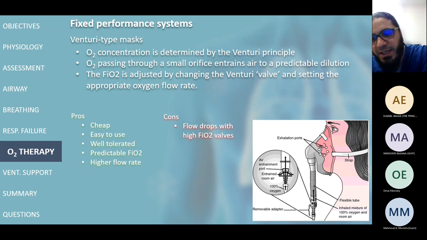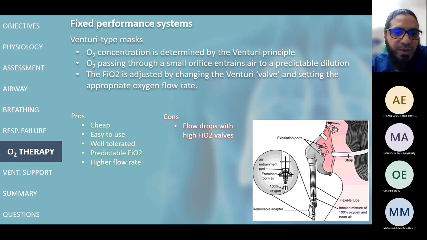So on every single valve, it will be mentioned how many liters you should give, and with these liters, how much exactly the FiO2 will be that reaches the patient. And again, it's also cheap and easy to use, well tolerated, and has the added advantage of predictable FiO2, and it can give a higher flow rate. So you wouldn't be worrying that if the patient is tachypneic, it will wash out the oxygen that you are giving.